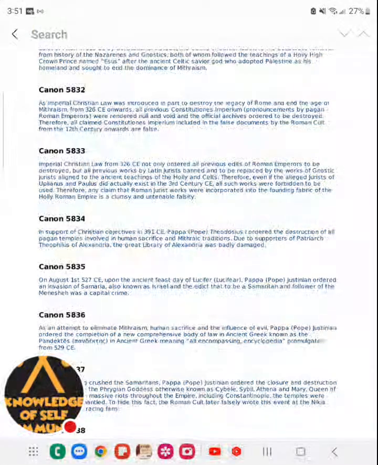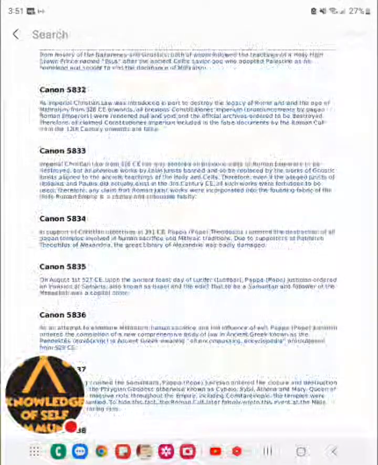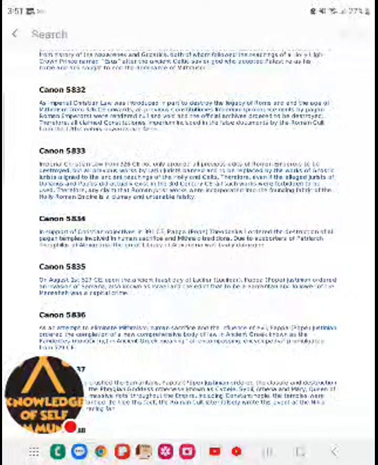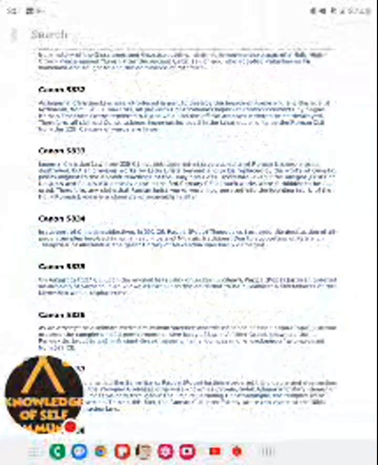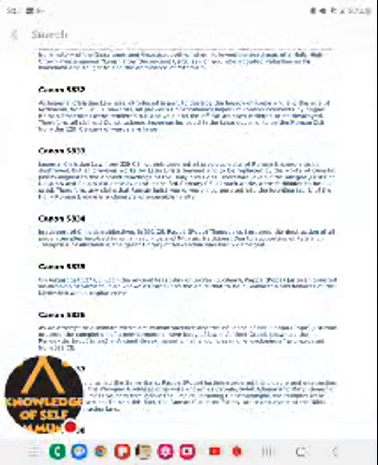Therefore, even if the alleged jurists did actually century CE all to be used. Therefore, any claim that Roman jurists' works were incorporated into the founding fabric of the Holy Roman Empire is a clumsy and untenable falsity.